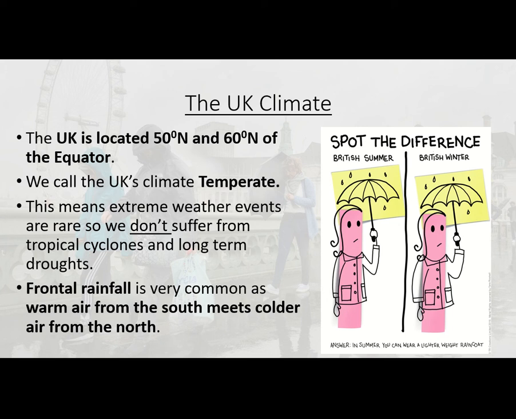So warm air from the south coming up from the equator, meeting cooler air from the north, forcing that cooler air up, where if it's forced up, it'll condense, and the water in it will condense and form clouds, which eventually will lead to precipitation. So that explains the UK's climate typically today.